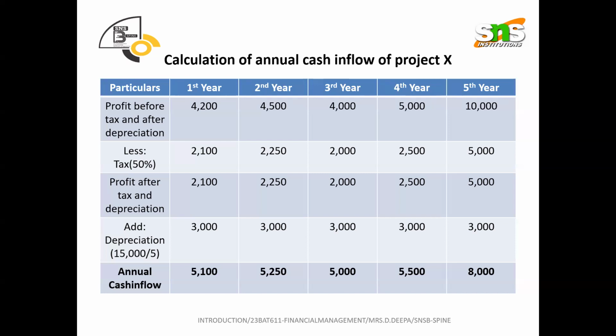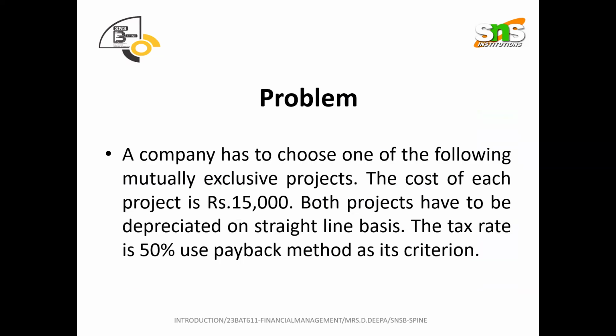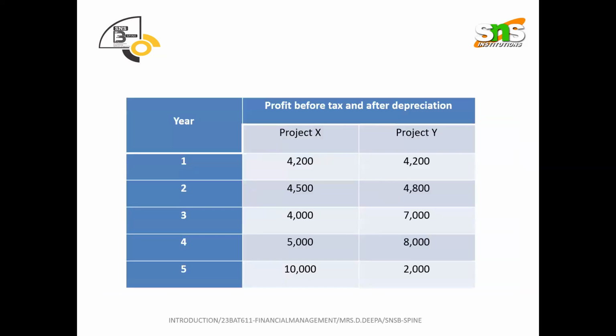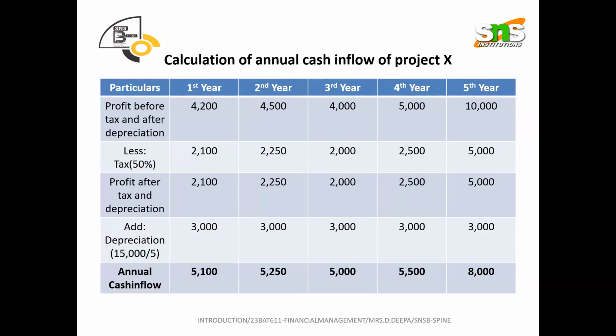the tax has to be deducted from this profit. Since in our question the tax rate is given as 50%, we should reduce the tax, that is 50%, from this profit. So 4,200 into 50% gives us 2,100. Similarly, the same process is followed for all the different years.